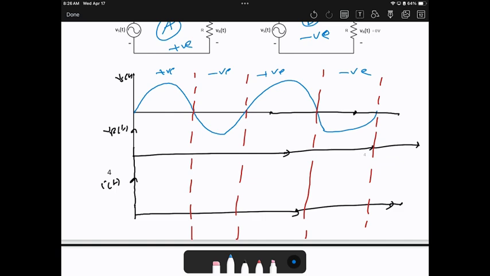So since we have a half-wave rectifier, it will allow the current to flow only at the positive side. So at the positive side, this will make it positive. At the negative side, it will be blocked. Positive side will pass, negative side will block. And don't forget to write the values.